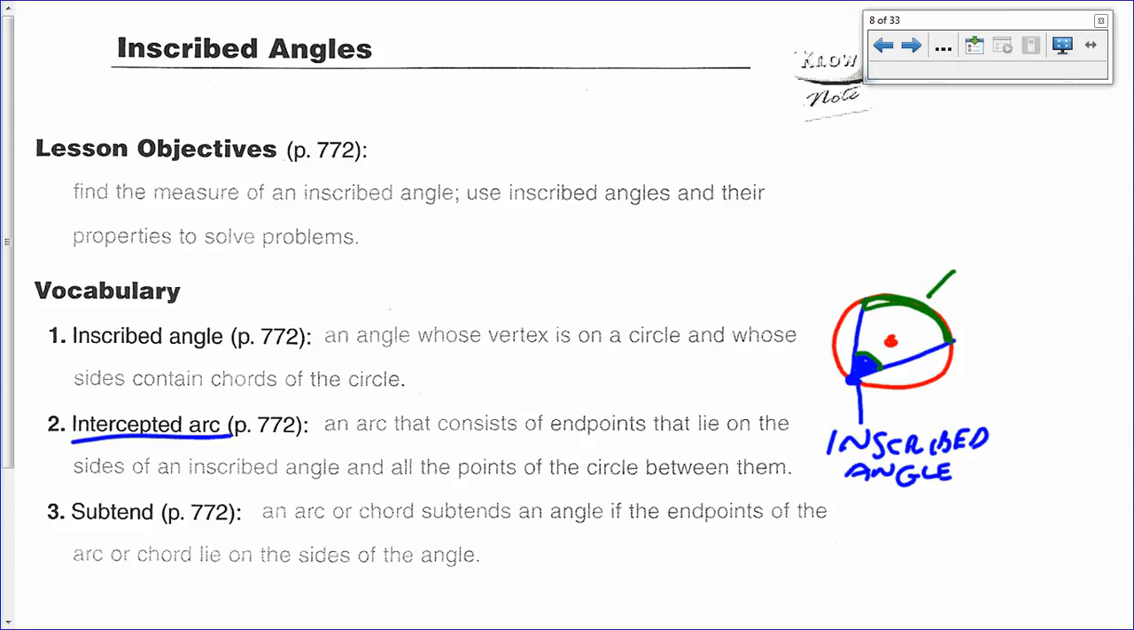I want you to label that. Put endpoints even on it. This is called the intercepted arc. Okay?